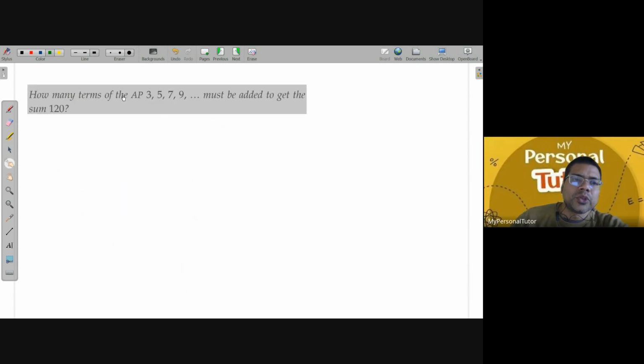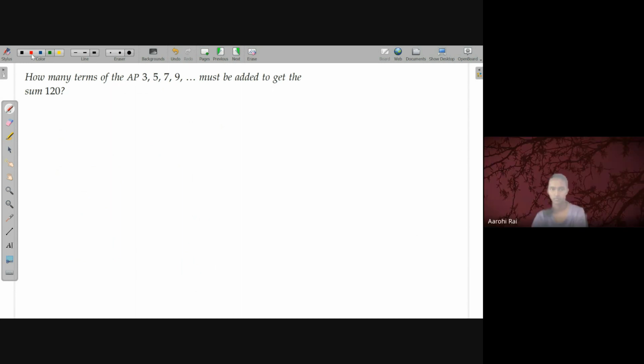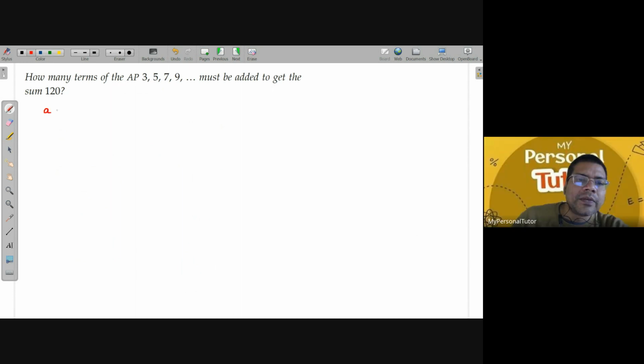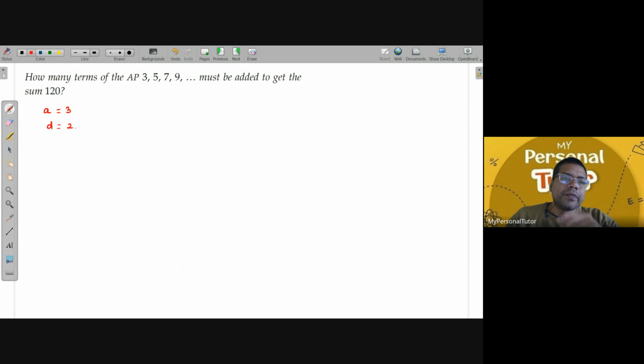See, first of all, the question says how many terms of the AP must be added to get sum equal to 120, right, Arohi? Yes, sir. So what I have told you, whenever we have any arithmetic progression related questions, we should always focus on finding the first term and the common difference, right, Arohi? Yes, sir. In this question, what is the value of the first term, Arohi? 3. Very good. What is the common difference? Plus 2. 2 is the common difference, right, Arohi?